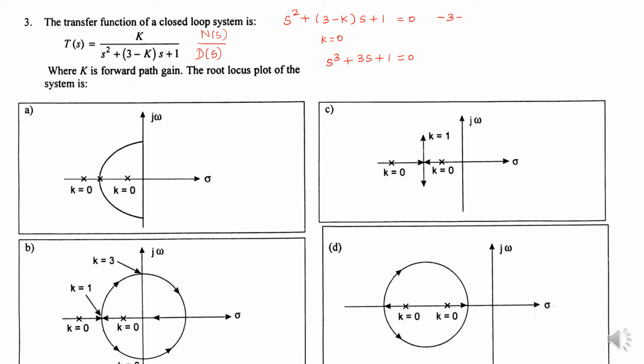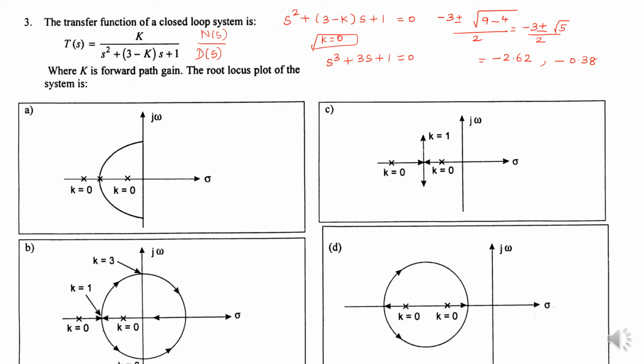So minus 3 plus or minus square root of b square, that is 9, minus 4ac, 4, divided by 2. So minus 3 plus or minus square root of 5 divided by 2. Square root of 5 is 2.236. I got two answers here, minus 2.62 and minus 0.38. This is for k equal to 0.